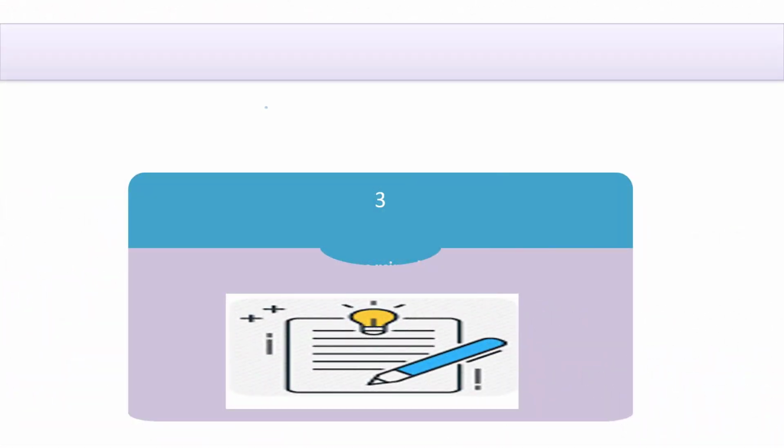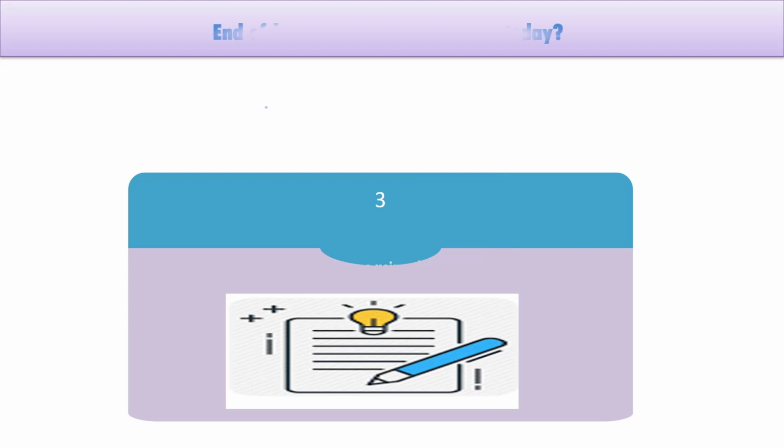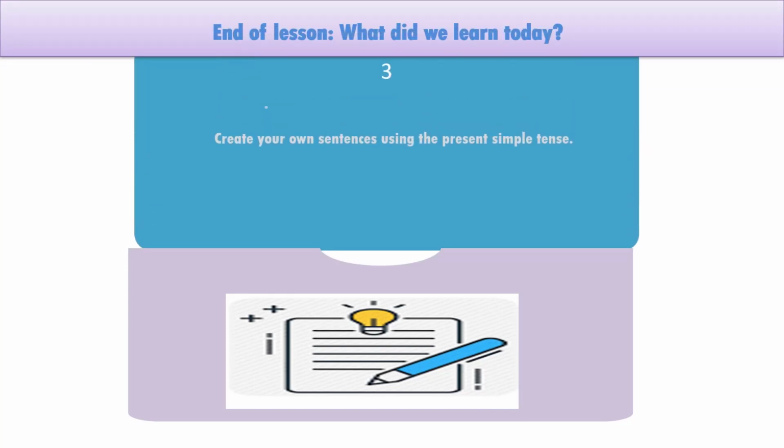So that's the end of outcome 3. So what did we learn today? Today we looked at creating our own sentences using the present simple tense. We did some question sentences, we did some gap fill, we did some listening as well. So that was the end of outcome 3.